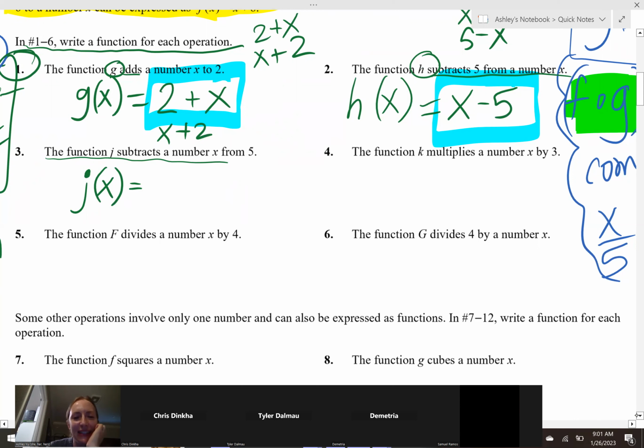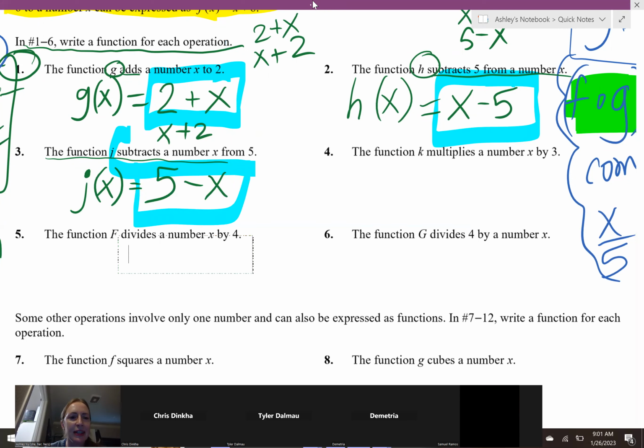Opposite? Yeah, nice. Subtracts a number x from 5. It makes it sound like 5 was already there and you're putting a minus x on it. Yeah, you're right. Because it is phrased kind of the opposite way of number 2. Number 2 said subtracts 5 from x. This one says subtracts x from 5. And those would be different answers. 5 minus x, x minus 5.